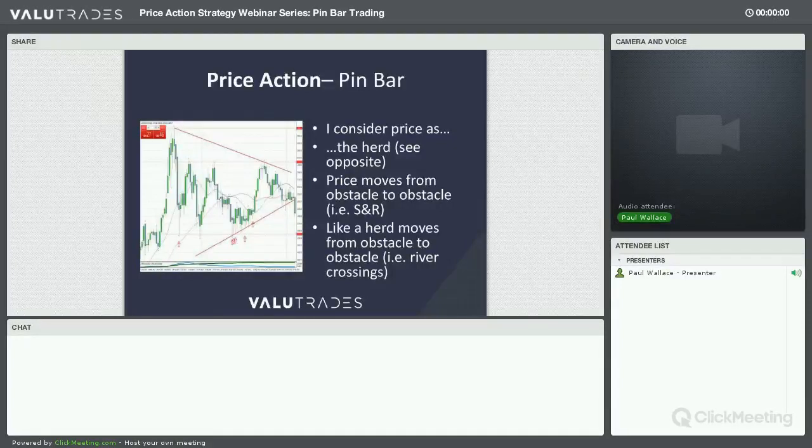So as I said, price is moving from obstacle to obstacle, and for most of us, a lot of those obstacles will be horizontal levels of support and resistance, or maybe even dynamic ones, like trend lines or moving averages, that act as those obstacles, and that's what price does. Price doesn't move in a straight line. It basically moves from obstacle to obstacle. And it's about understanding and almost foreseeing where those obstacles are that start to create and provide us with opportunity.